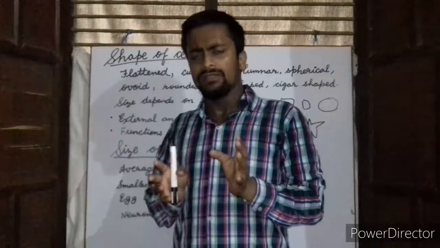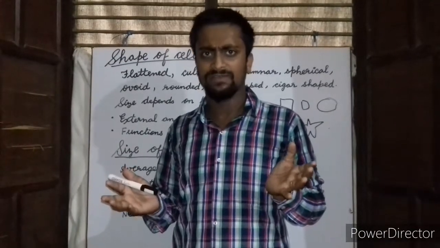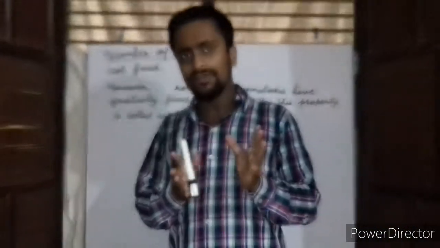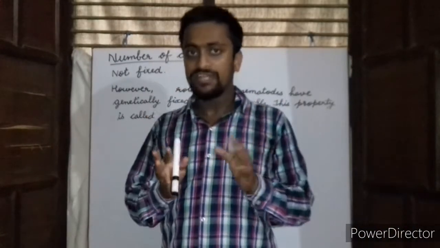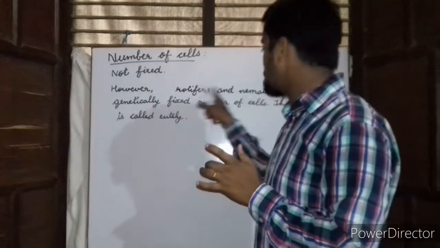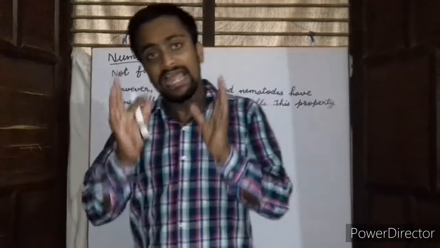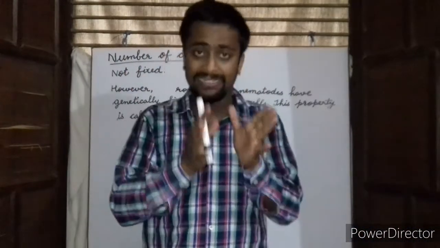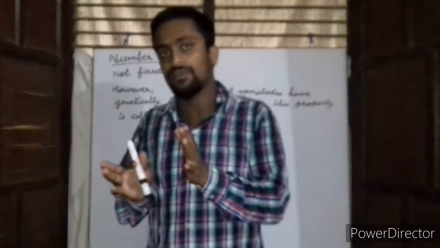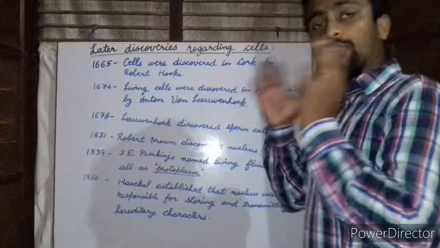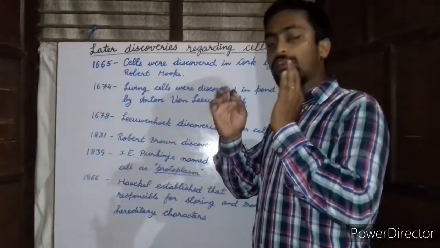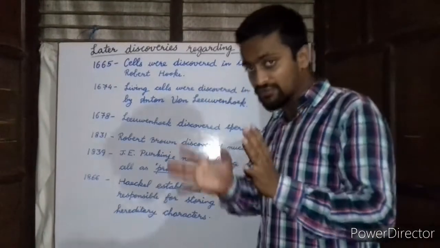Now, we will be dealing with how many cells are present in an organism. We will see whether the number of cells is fixed in an organism. Actually, the number of cells is usually not fixed in an organism. However, in rotifers and nematodes, they have a genetically fixed number of cells, and this property of having a genetically fixed number of cells is called eutely. We have studied what we mean by cell, what is the size of the cell, what is the shape of the cell, and whether the number of cells is fixed.